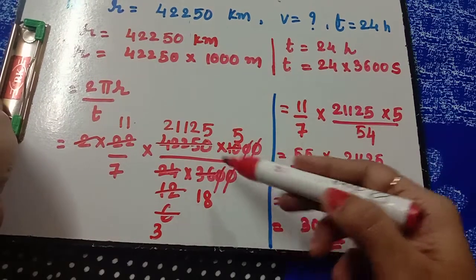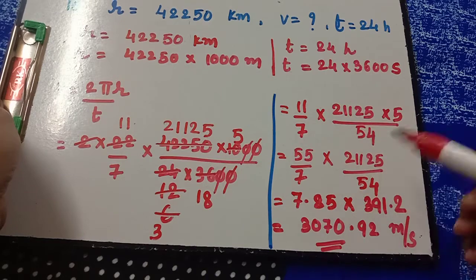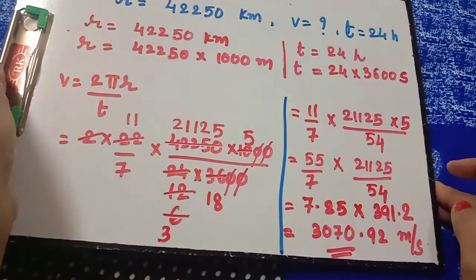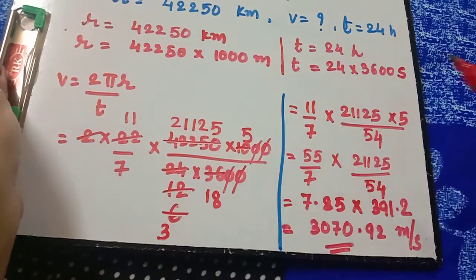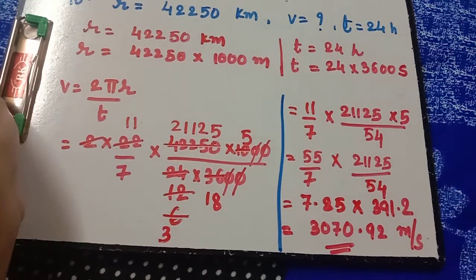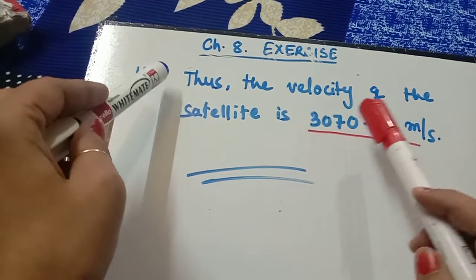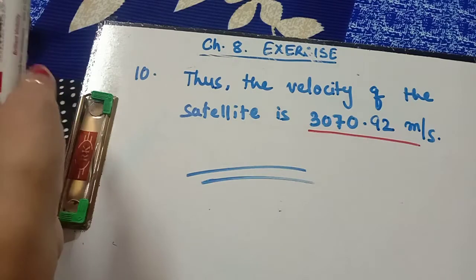And this cancellation you can do any way, the answer should come the same. Multiplication, division, you can do with your method, any easy method, whichever method is comfortable for you. Now the final statement: thus the velocity of the satellite is 3070.92 meters per second.